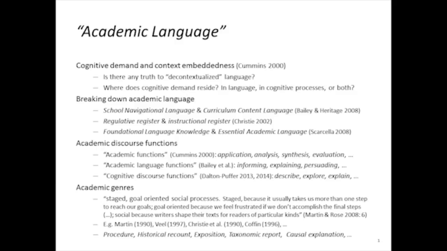Scarcella, for example, breaks it further down into foundational language knowledge, which seems to be something BICS-like, and essential academic language, which really is the technical vocabulary, and other academic language words such as although and things like that. But basically what we end up with is lists of words. We have lists of technical vocabulary, lists of more academic vocabulary, but it never really, I mean, we all know that we don't learn language from a dictionary and a set of rules to go along with that.